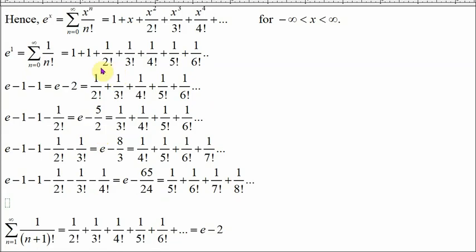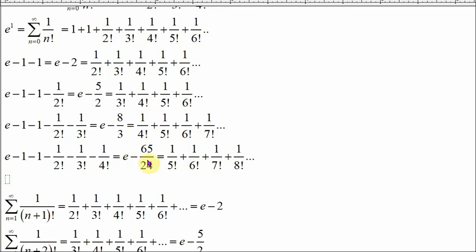And if we move these 3 terms right here to the left side, then we get e minus 5 halves is equal to the sum starting at 1 over 3 factorial. And similarly, e minus 8/3 is equal to the sum that starts with 1 over 4 factorial. And then e minus 65 over 24 is equal to the infinite sum that starts with 1 over 5 factorial.